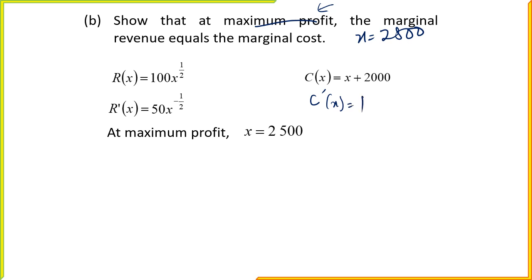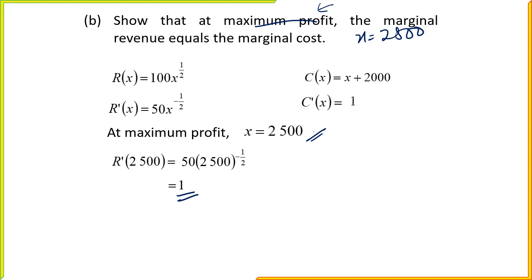So at maximum profit, x is equal to 2500. Substitute the value of x into r prime x. So we get 50 multiplied with 2500 to the power of negative 1 over 2, which is equal to 1 over 50 times 50, which is equal to 1. So r prime 2500 is equal to 1. And for the marginal cost, differentiating x plus 2000, directly it's equal to 1.